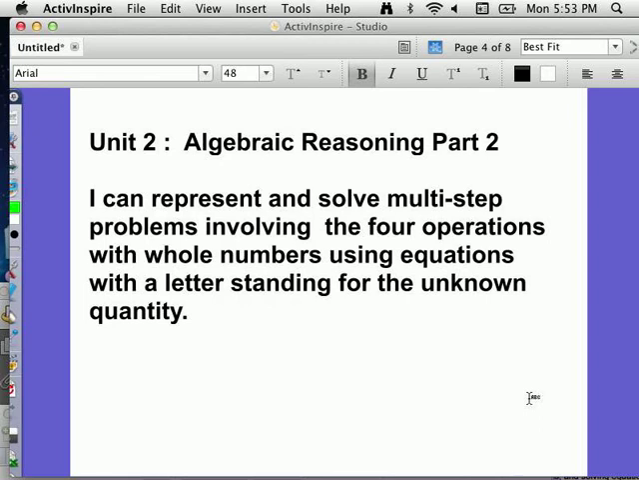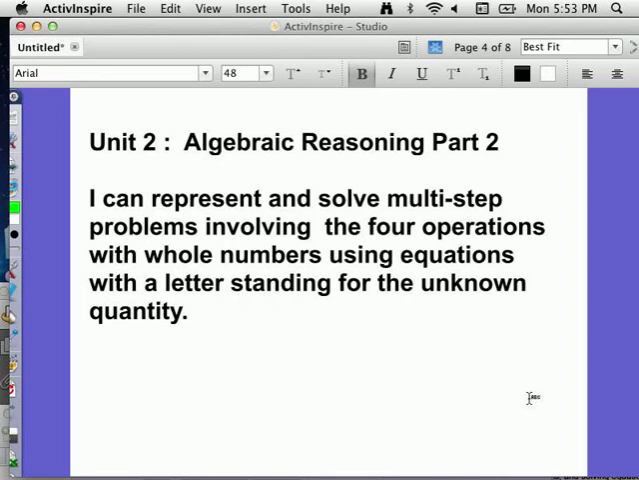And the target learning goal for this part of the lesson is: I can represent and solve multi-step problems involving the four operations with whole numbers using equations with a letter standing for the unknown quantity. Wow, that's a mouthful. Sure is. Let's jump right into it.